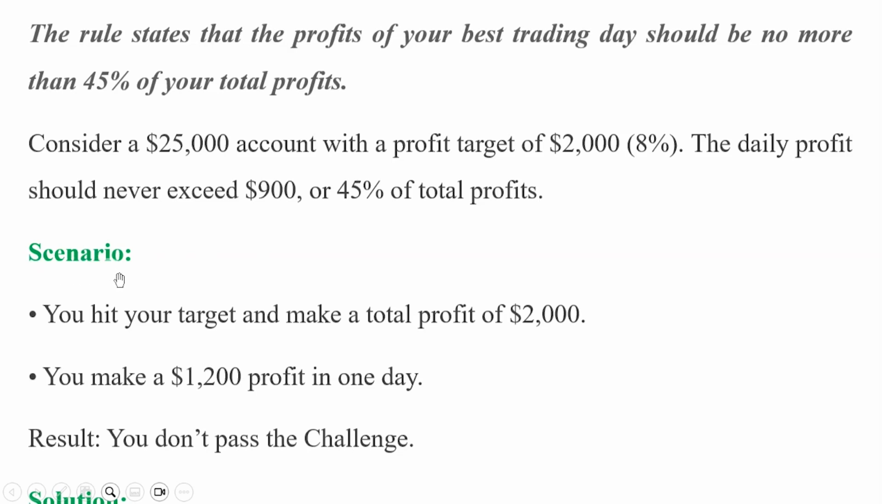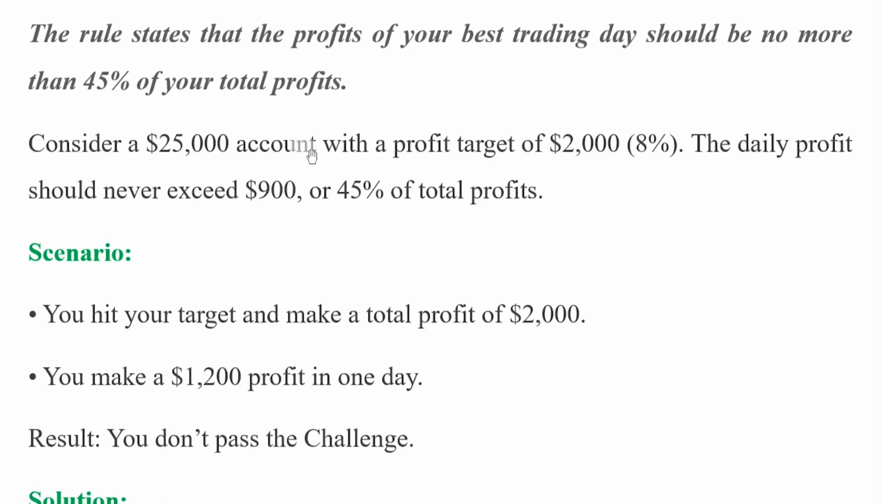So here, look at the scenario. Let's say you hit your target profit of $2,000, but out of that $2,000, you made $1,200 profit in one day. Then the result is that you don't pass the challenge, because the $1,200 profit you made in one day is more than $900, which is the same as the 45% consistency rule.